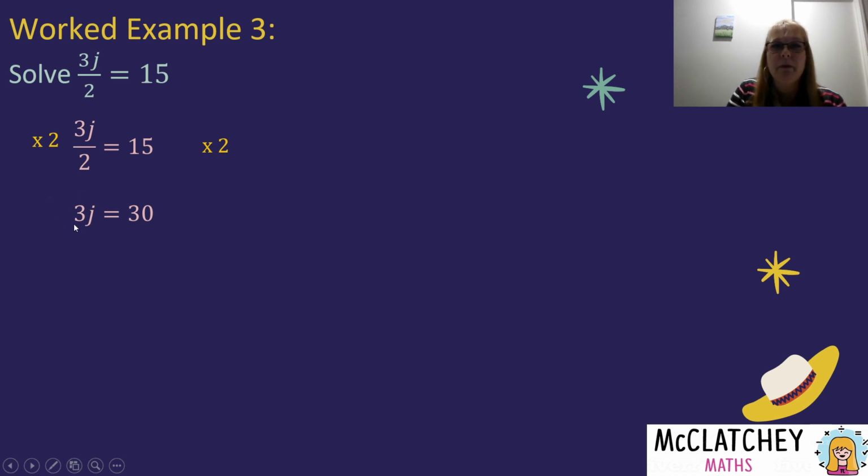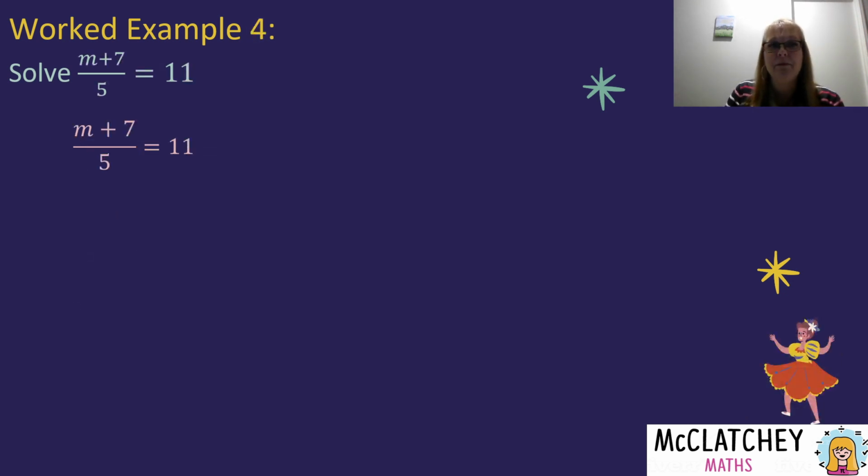Now I've got this multiplication that I need to undo, and I'm going to undo that through division as well. So divide both sides by 3, and I get 3 divided by 3, once again, is 1. So I'm left with 1j, and 30 divided by 3 is 10. So 1j, or just j, equals 10.